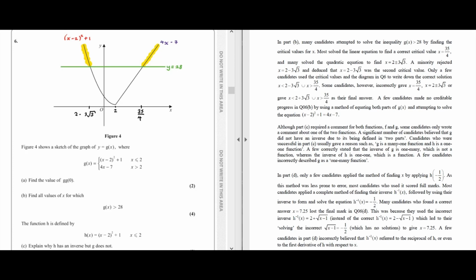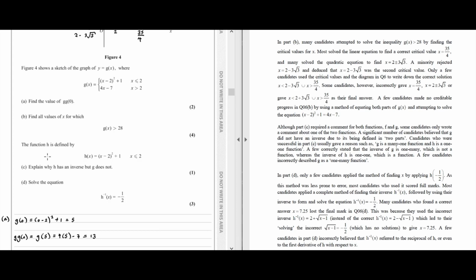Only a few candidates used the critical values and the diagram shown here to write down a correct solution, shown here. Some candidates, however, incorrectly gave x equaling 35 over 4 and x equaling 2 plus minus 3 root 3 and gave these solutions here as a final answer. A few candidates made no credible progress in part B by using a method of equating both parts of g of x and attempting to solve the equation shown here.